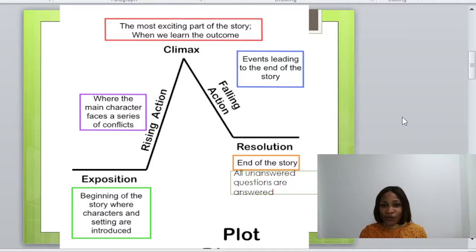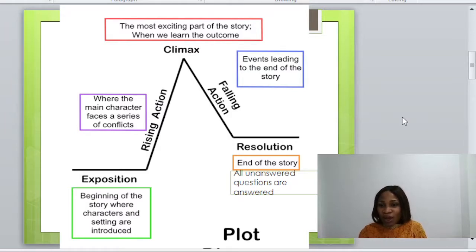From there you move to the climax. Now this is where you have the most exciting part of the story, a very interesting part of the story, and you're like, oh my goodness. That's where you have the climax. Now, the next thing you have is the fall in action. When the problem has come to the peak, the fall in action means, how is this problem solved? What are the things that take place for this problem to be solved?